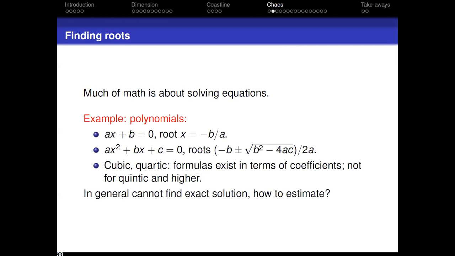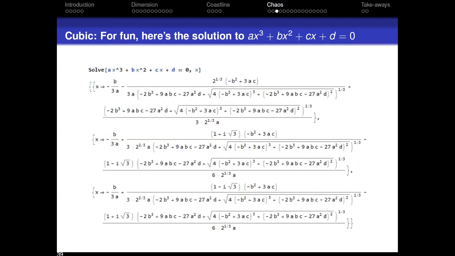It's a beautiful theory as to why, in general, we can't do this. For fun, here are the three solutions for the cubic. No one, for the most part, memorizes this. Digits of pi, yes. Solutions to the cubic, no. You could make your life a little bit easier. You can do a little bit of a translation, and you can assume without loss of generality that b equals 0. You can rescale without loss of generality so that a equals 1.